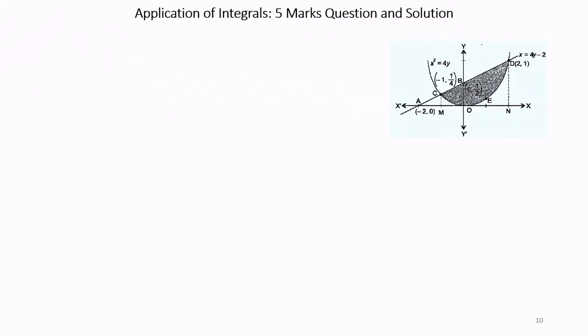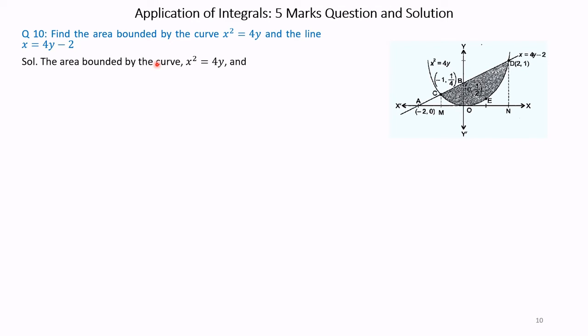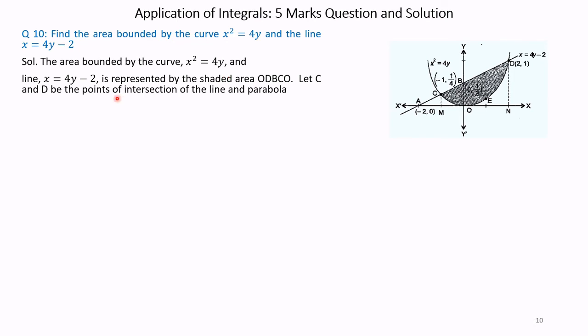We will take up the next problem. Find the area bounded by the curve x square is equal to 4y, a parabola opening upwards, and the line x is equal to 4y minus 2. Therefore, the area bounded by the curve x square is equal to 4y and the line x is equal to 4y minus 2 is represented by the shaded area ODBCO. Please see the diagram.